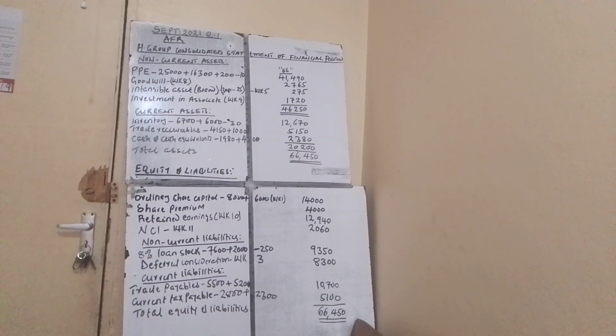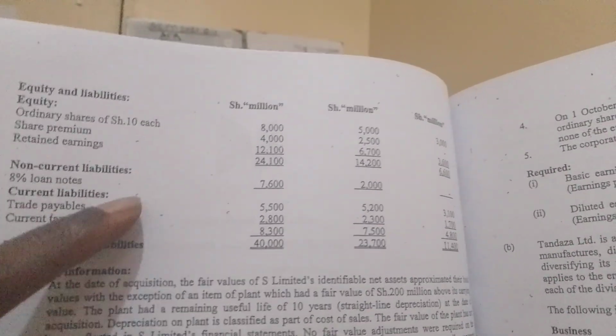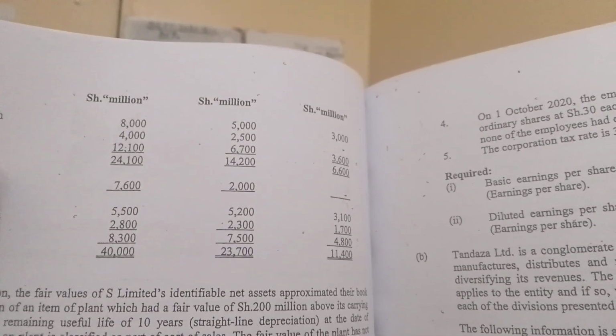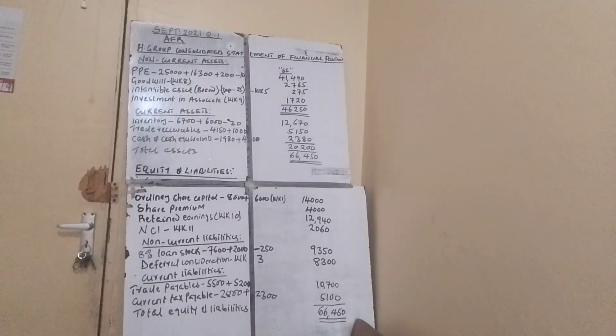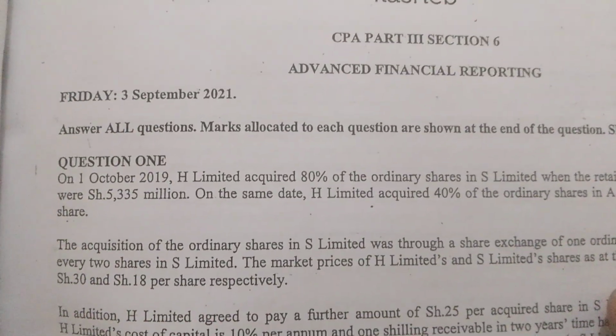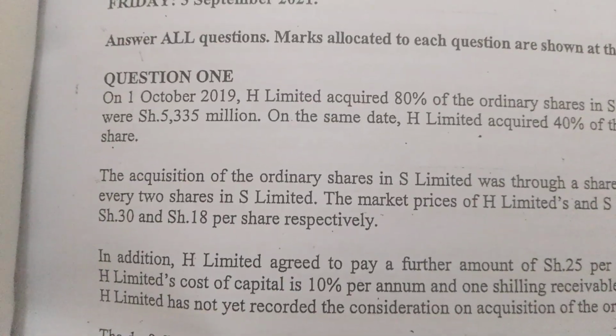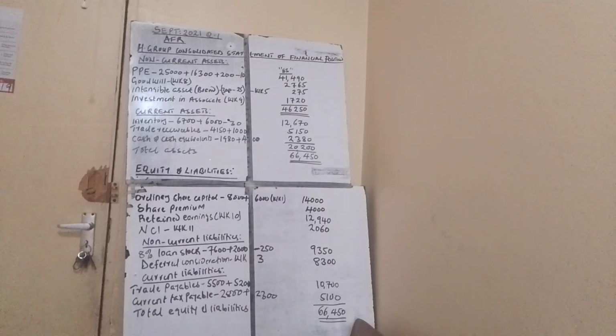Now, once you take that, again, that is from the side of the parent. Then, in the subsidiary, you take 80% times 6,700 minus 5,335. So you can see in the retained earnings account on the credit side, you have taken 12,100. Then for the subsidiary, you take 6,700 minus the profit as at the date of acquisition. We are told that figure is 5,335. So you take 6,700 minus 5,335 times 80%. That is where that figure is coming from.